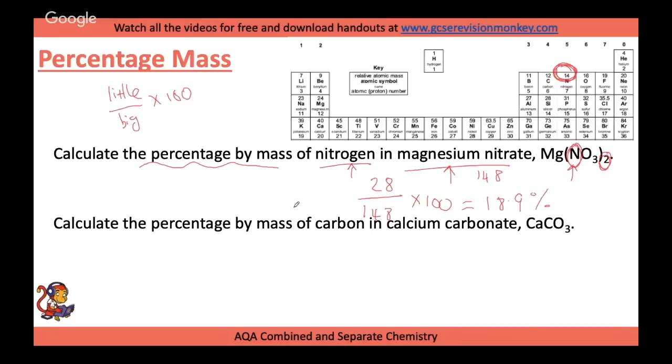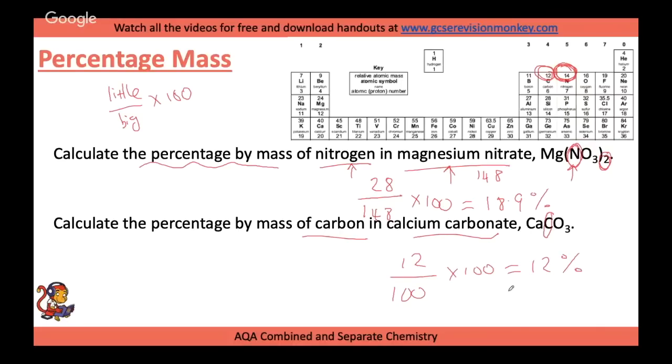If we do a similar thing by here, this says calculate the percentage by mass of carbon in calcium carbonate. So we want the carbon, and there's just 1 of those, and that has a mass of 12, divided by the relative formula mass that we've just worked out on the previous slide, which was 100, times 100 will give us 12%.